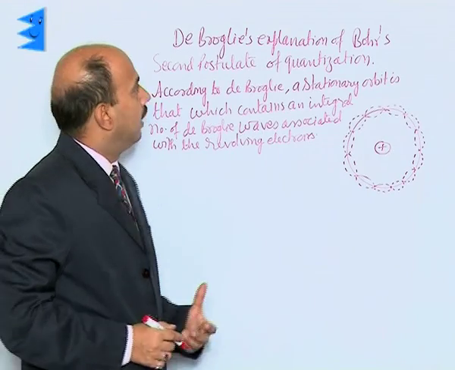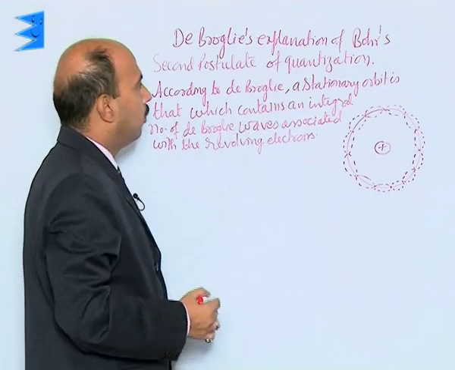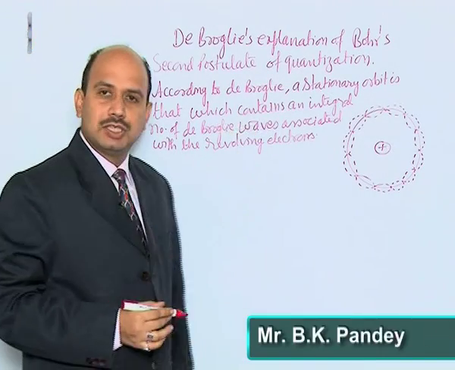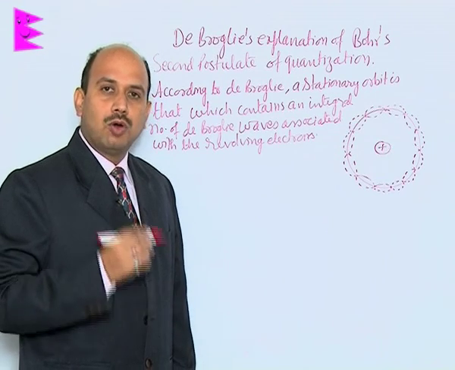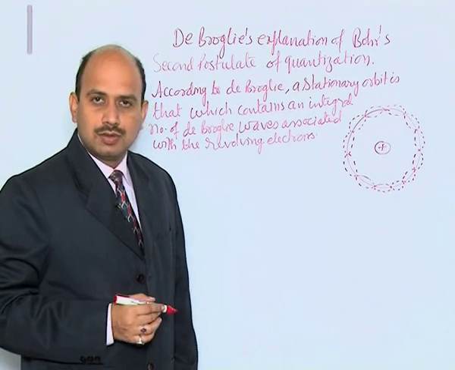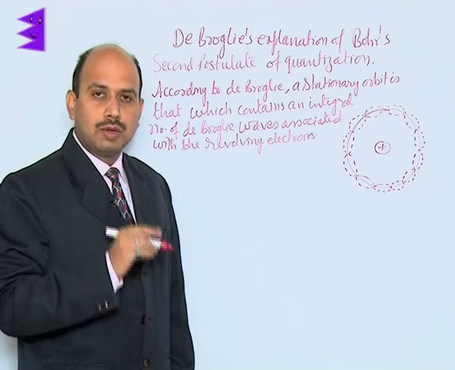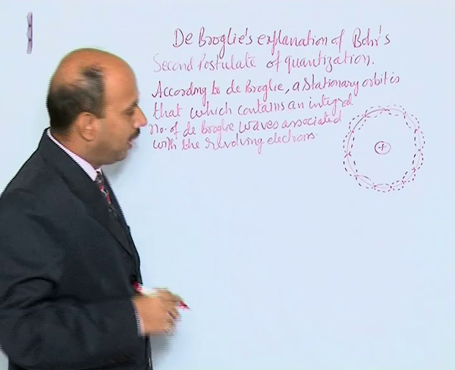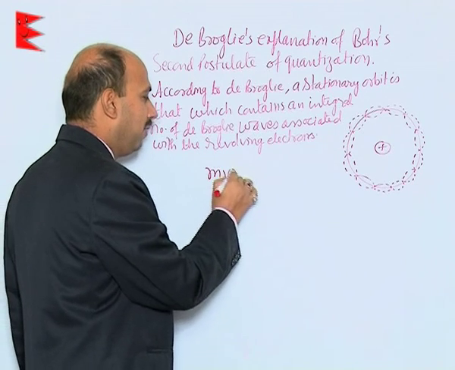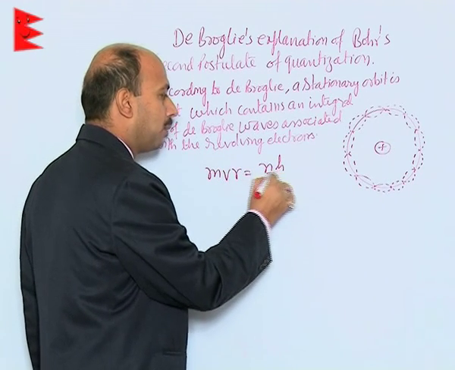Now see here, de Broglie's explanation of Bohr's second postulate of quantization. We have already done Bohr's second postulate: a revolving electron around the nucleus in any orbit has angular momentum which is an integral multiple of h upon 2 pi. So, mvr is equal to nh upon 2 pi.